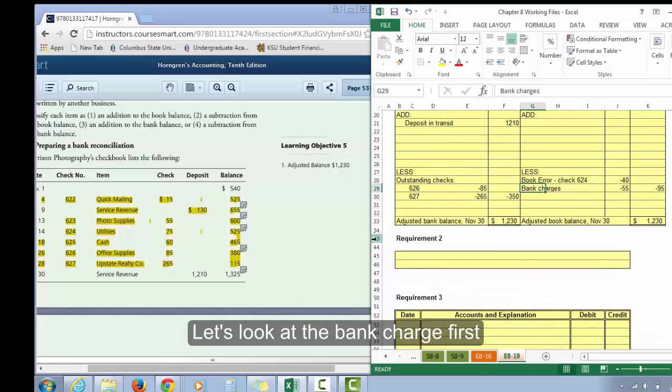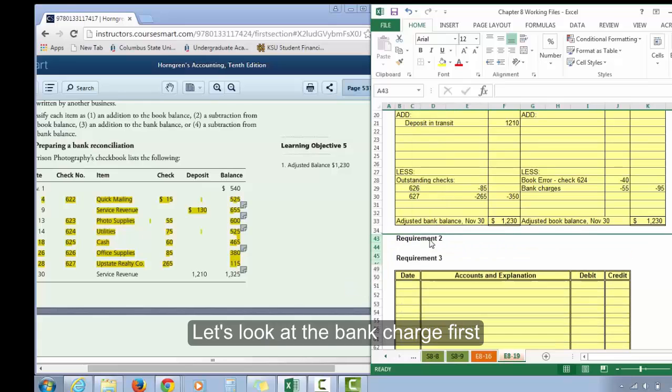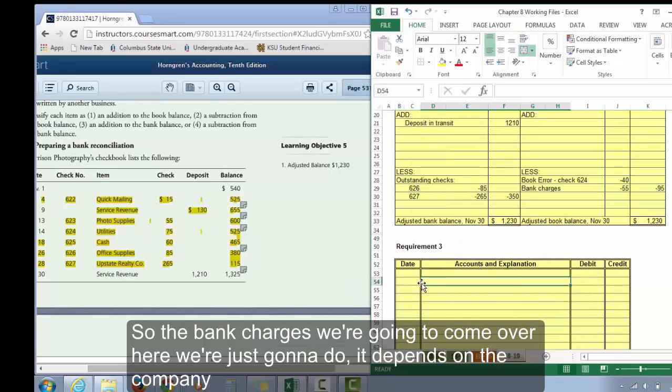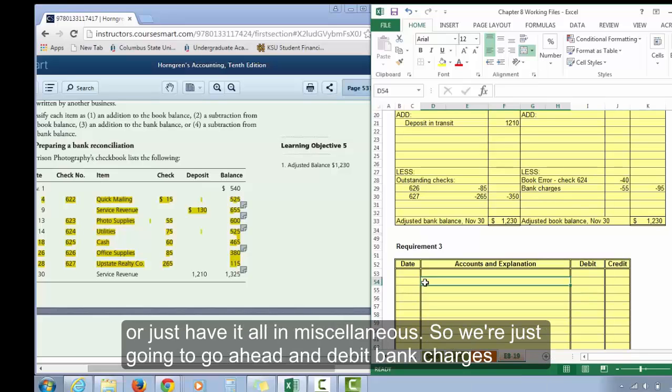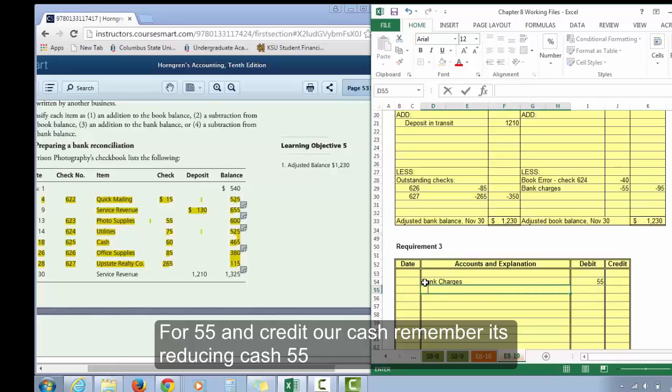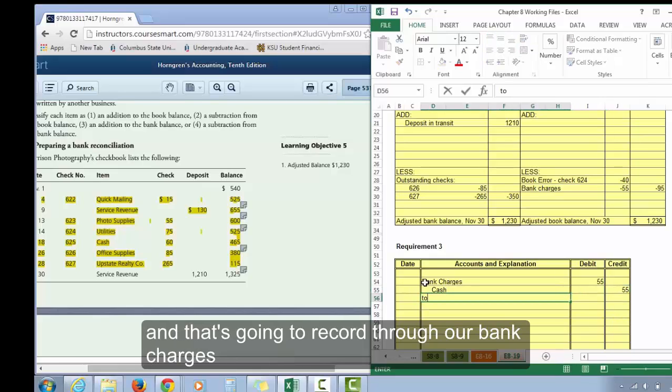So let's look at the bank charge first. All right, so the bank charges, we're going to come over here and it depends on the company. Sometimes they might go to actual just all bank charges. If they have enough charges in like checks and things like that, they might have their own account for that, or just have it all in miscellaneous. So we're just going to go ahead and debit bank charges for 55 and credit our cash. Remember, it's reducing cash, 55. And that's going to record our bank charges.